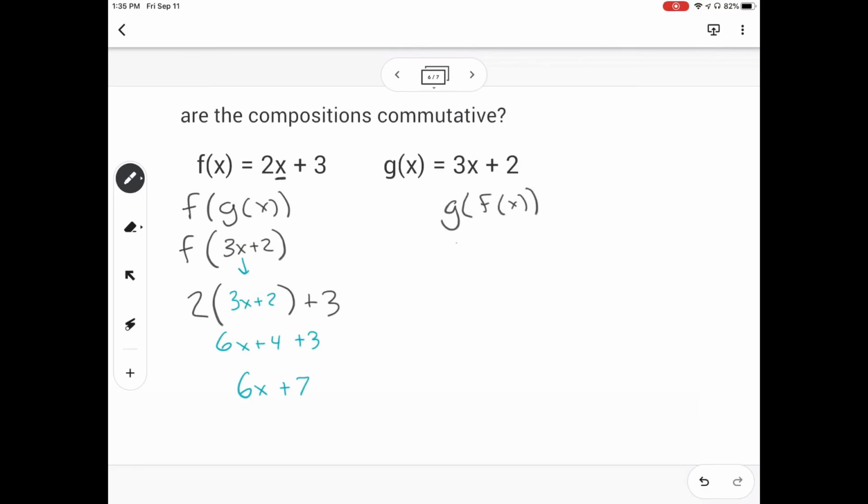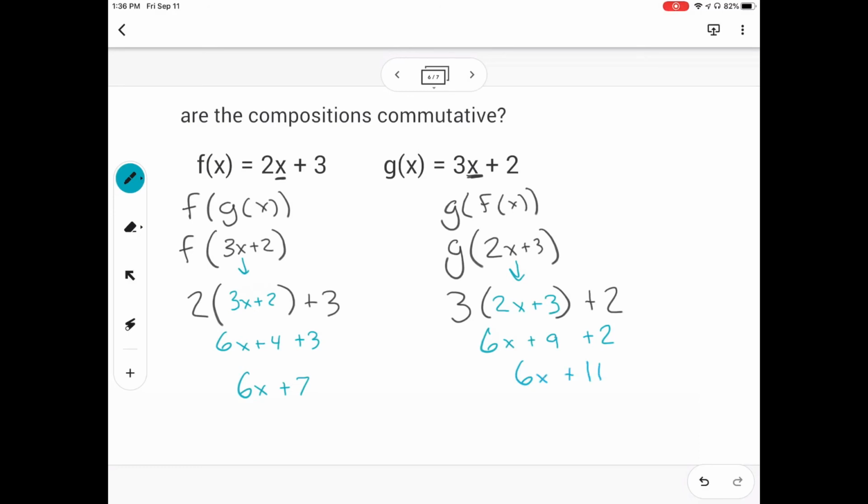Now g of f of x. So put f of x in here, 2x plus 3. So in the g function, I take away the x, leave a space, and put in our f function. 6x plus 9 plus 2 will be 6x plus 11. Right, compare. They're very close. They both have the 6x, but they have a different number there, which means this one is also not commutative.